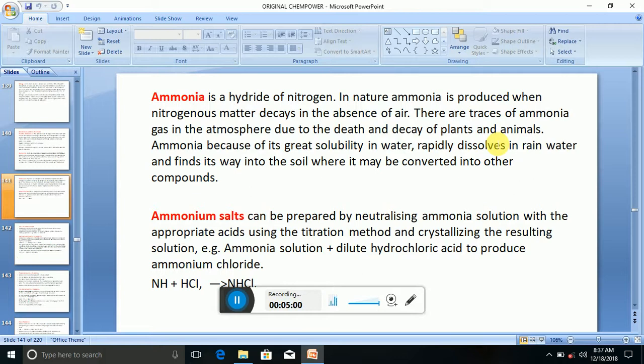Now let's look at another compound of ammonia, the ammonium salts, which can be produced by neutralizing ammonia solution with the appropriate acid using the titration method and crystallizing the resulting solution. So when you have ammonia solution with, say, hydrochloric acid, you can produce ammonium chloride.